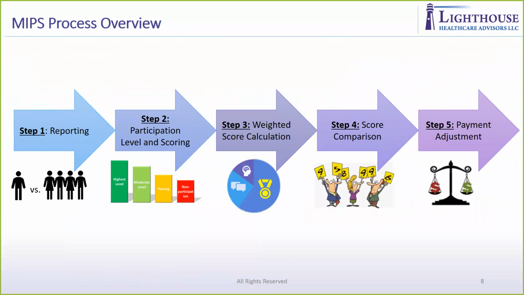What is the process for MIPS? It's 5 steps. Let's talk about operationalizing each step. The first step is reporting, determining whether you're going to report as an individual or a group. The second step is participation level, determining which level of performance you want to participate in, and then calculating your score in each of the categories. Step 3 is weighing the score calculation, determining your overall score weighted by how much each category is worth. Step 4 is comparing your score to your peers. And finally, step 5 is the payment adjustment.